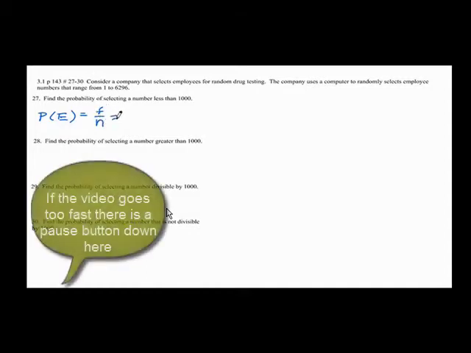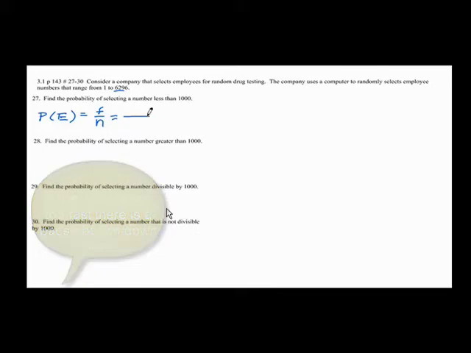So to find the probability of something, I think they use probability E. It is just the F, which is the frequency of the thing that you want, over N, which is the total outcome. So the denominator is always going to be the 6296. To find the probability of selecting a number less than 1,000, how many numbers are less than 1,000 from 1 to 6296? It's just going to be 999, and we're going to divide that by 6,296.